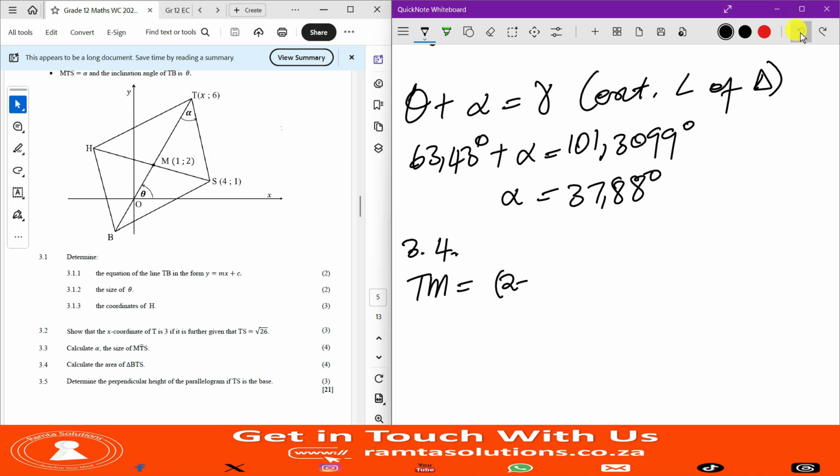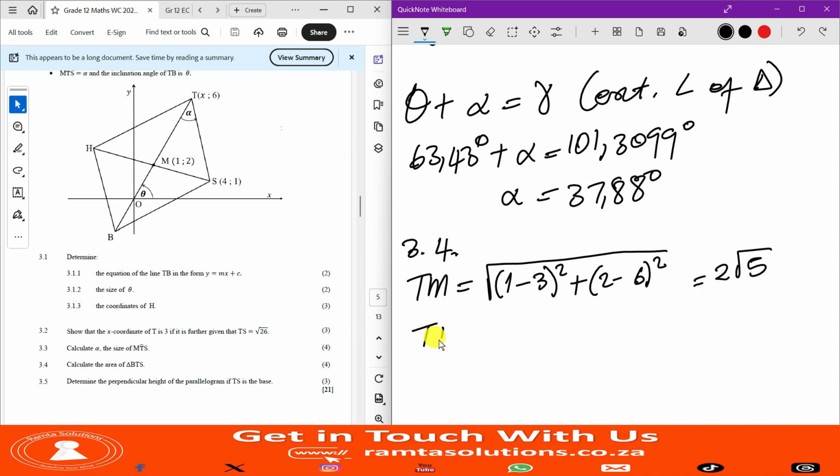It doesn't matter. So let me start with this one. M is what? 1 minus, what is the x value of T? We found it to be 3. So (1 minus 3) squared, plus, what is the y value of M? It is 2. The y value of T is 6. All right? So what is this? This looks like 4 plus 16. So this is square root 20. So this is 2 root 5. Isn't it? This is 2 root 5.